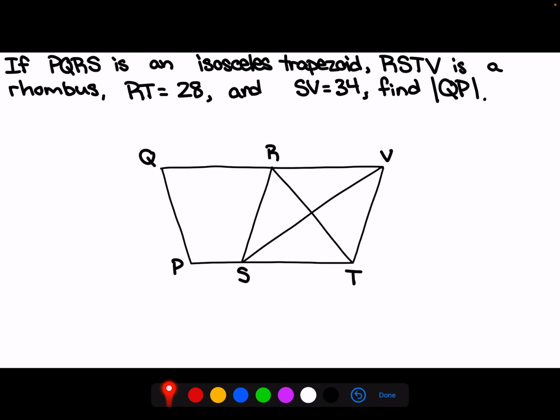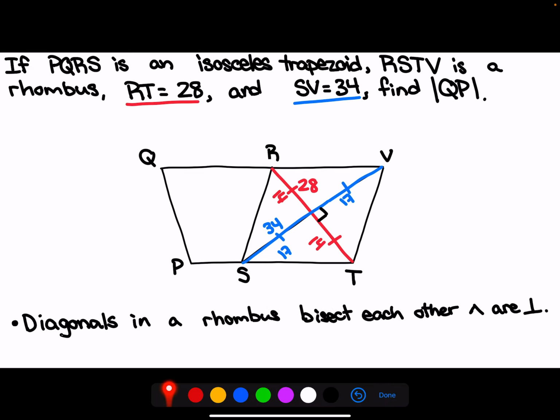So to begin, we know diagonals in a rhombus bisect each other and are perpendicular. So if RT is 28, then R to the intersection is 14, and the intersection to T is 14. S to the intersection is 17, and the intersection to V is 17 as well, because SV is 34. And since diagonals bisect each other in rhombi, those are congruent. From here, we know that they're perpendicular as well, which creates a right triangle for us.